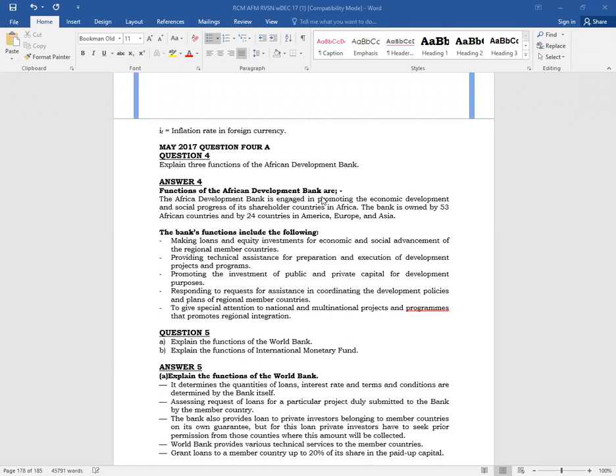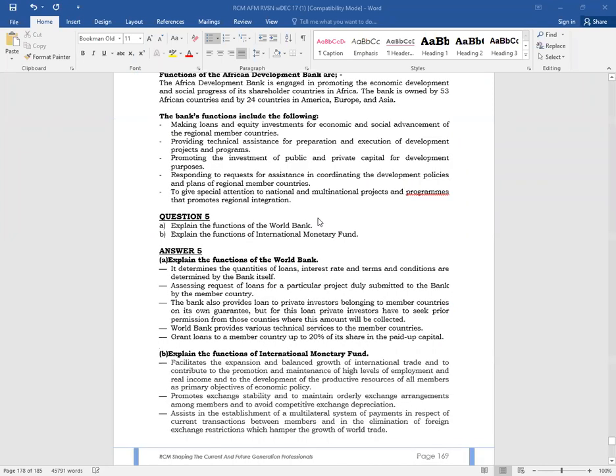Functions of IMF, functions of World Bank, etc. Like now, functions of the International Monetary Fund: facilitates the expansion and balanced growth of international trade. IMF would want, ladies and gentlemen, every country to have a positive balance of payment. But you see now countries with leaders who are not very nice, leaders who are greedy. They can't really work in the interest of their people. They're the number one in terms of importing.